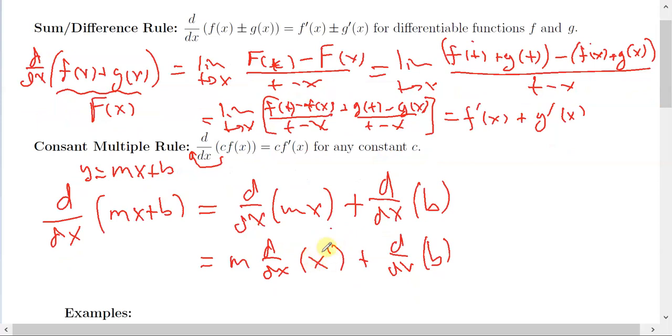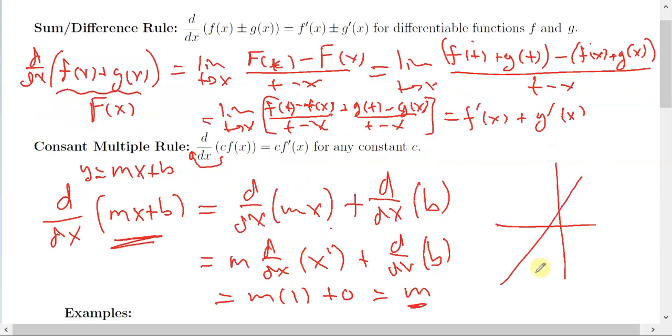This is one, you can use the rule and just remember the derivative of x is 1. So this is going to be m times 1. The derivative of b, which is a constant, is 0. So I get m. We used that in an earlier video: the slope of a tangent line is the slope of a line. So if you have a line, you don't really have tangent lines. The derivative will be m for all points on that line.